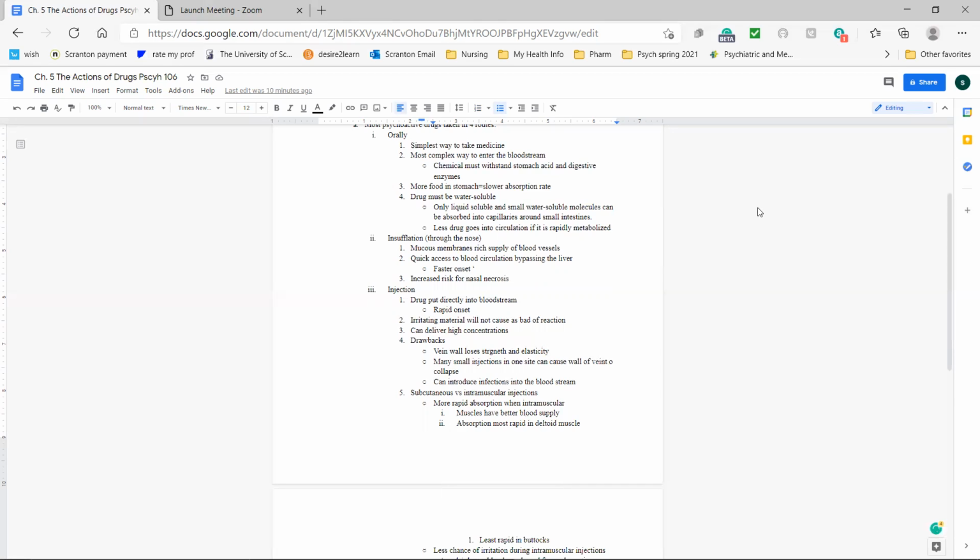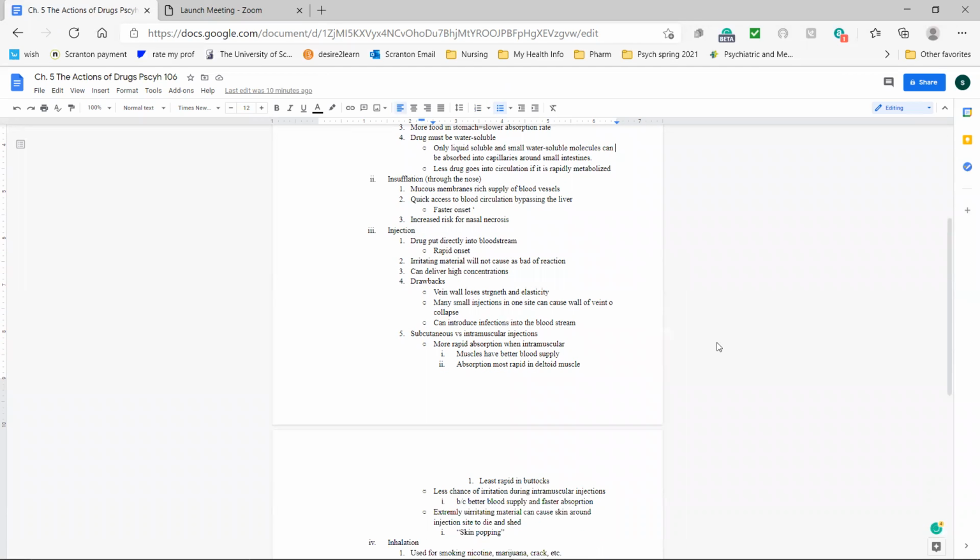All right, the third way of administration is injection. This is when the drug is put directly into the bloodstream using a needle. There's a rapid onset. There are a couple benefits. So one of them was that the irritating material can be injected without causing a bad reaction. And then you can also deliver high concentrations of the drug.